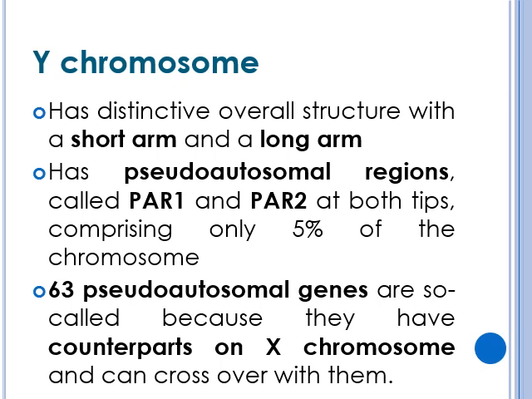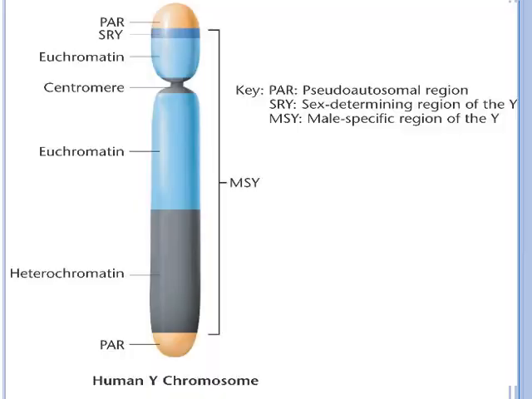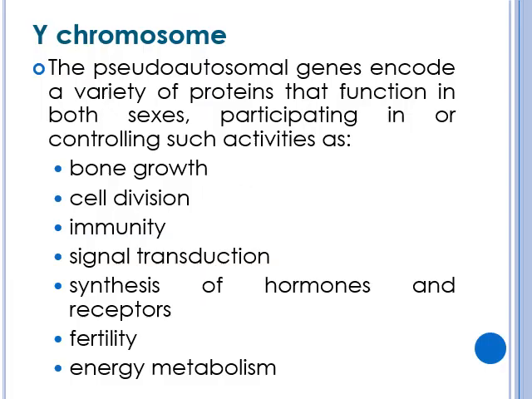So it has pseudo-autosomal regions, or what we call PAR1 and PAR2, at both tips, comprising only 5% of the chromosome. The 63 pseudo-autosomal genes are so called because they have counterparts on the X chromosome and can cross over with them. So that's a picture. At both tips, there is the pseudo-autosomal region. What is SRY? That's the sex-determining region of Y. MSY is the male-specific region of the Y.